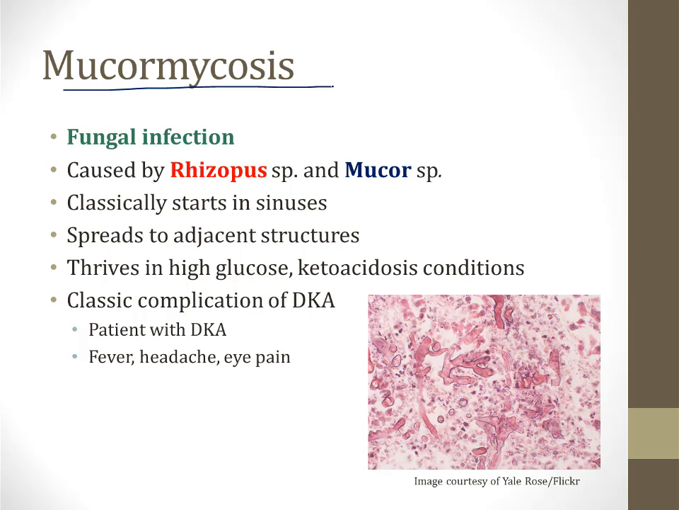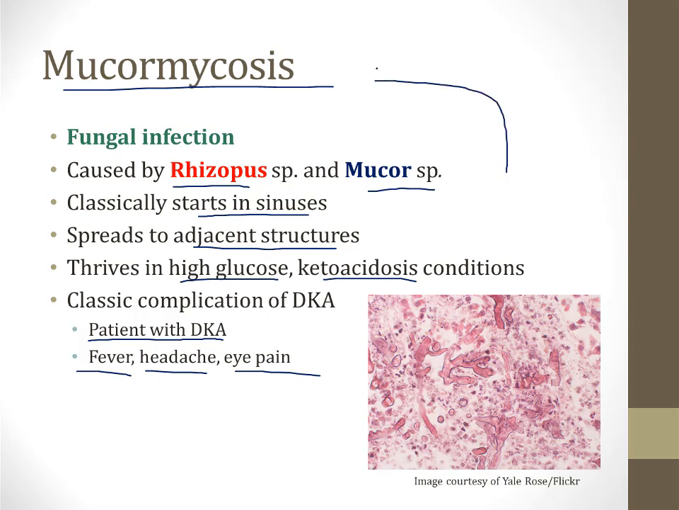Mucormycosis is caused by a species of fungi called Rhizopus or mucor. Classically, this infection starts in the sinuses and spreads to adjacent structures. The reason this is common in DKA is because these fungi thrive in the high glucose ketoacidosis conditions. So the classic way for this to complicate DKA is for a patient to have DKA and then in the recovery phase develop a new fever, headache, and eye pain. That patient may have the infection mucormycosis.